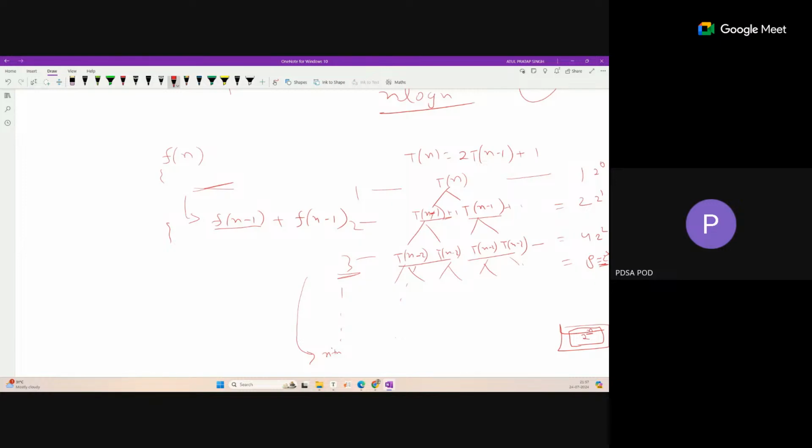If you are dividing into 3 children every time, you will get 3 to the power n, in this way. So that depends on the level, how many levels we are dividing, and also at each level how many operations are being performed. So this is the one thing.